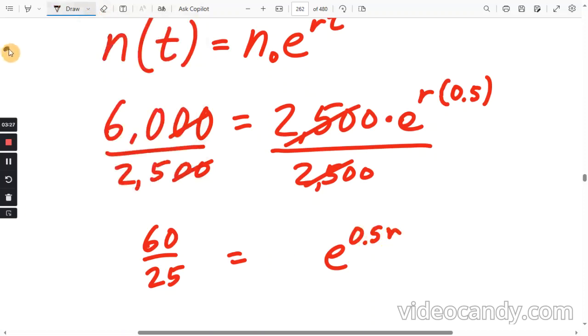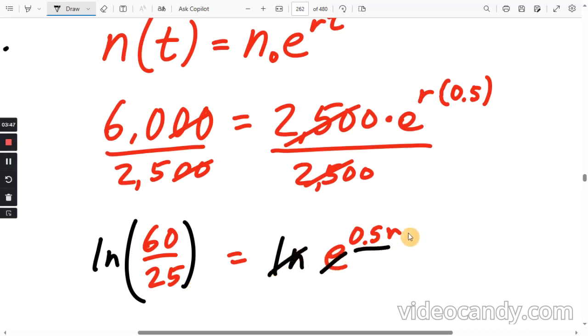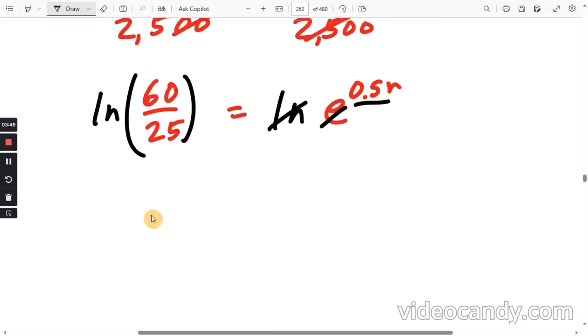All right, now, since we have a base of e with this exponent, we want to use log base e, which is the natural log, okay? You want to do the same thing to both sides. And natural log and e cancel because this is log base e. So those cancel, and we are just left with the exponent. On the left, we're going to leave that alone for now. So ln of 60 over 25.